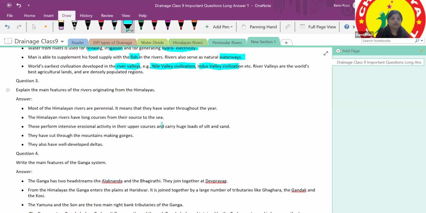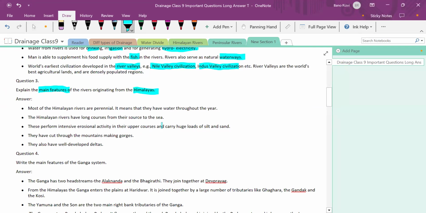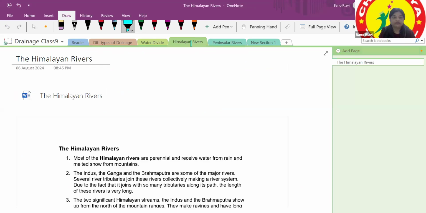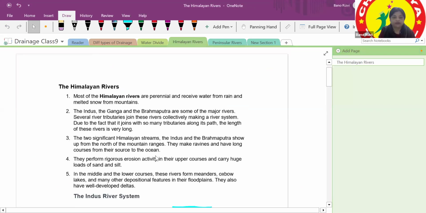Okay, now we are going to talk about the main features of the rivers originating from the Himalayas. Yes, ma'am. So we are going to talk about the Himalayan rivers here. Most of the Himalayan rivers are perennial. It means that they have water throughout the year. This question can also come in a different way, like explain the Himalayan rivers. The Himalayan rivers have long courses. I have a special note here on the Himalayan rivers.